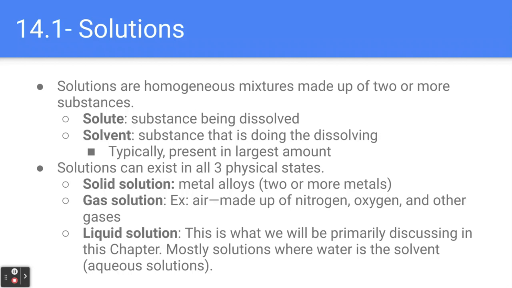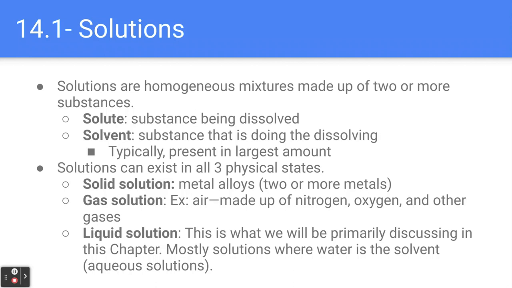Most of our solutions are what we call aqueous, and aqueous just means that it's dissolved in water. So in that case, if we had salt water, salt would be the solute and our solvent would be the water. Now, solutions can exist in all three different physical states.